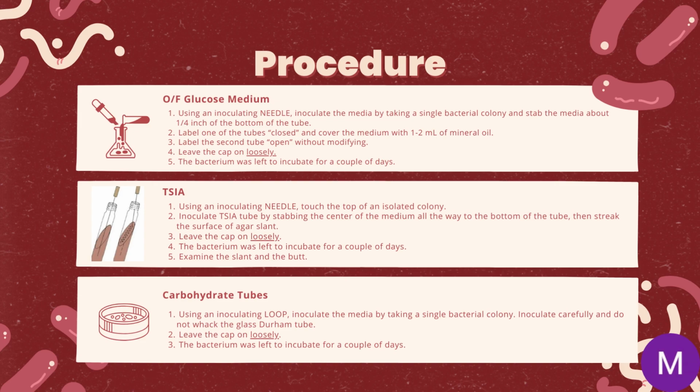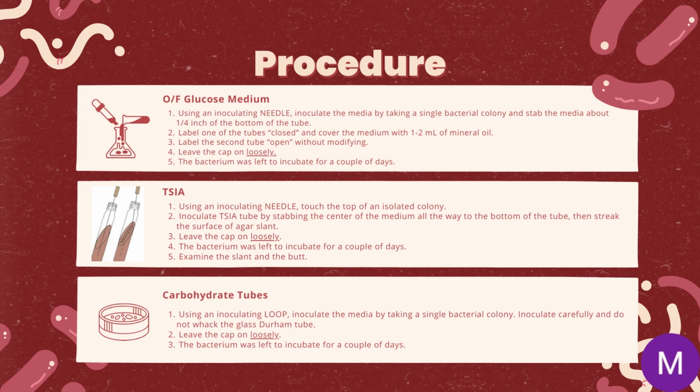For the TSIA, the top of an isolated colony was touched by an inoculating needle, and then the TSIA tube was inoculated by stabbing the center of the medium all the way to the bottom of the tube and then striking on the surface of the agar slant. The caps were to be left on loosely, and the bacterium was left to incubate for a couple of days.